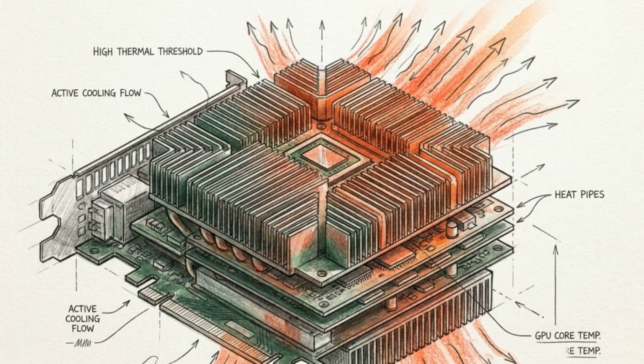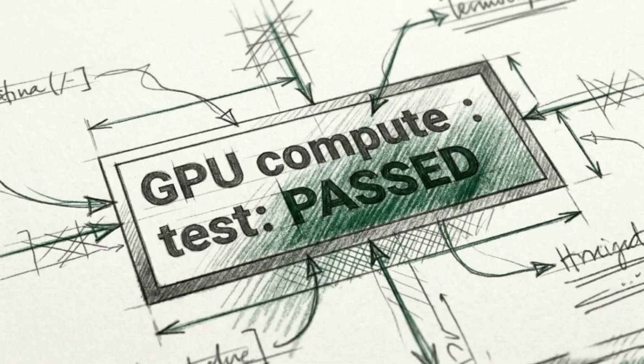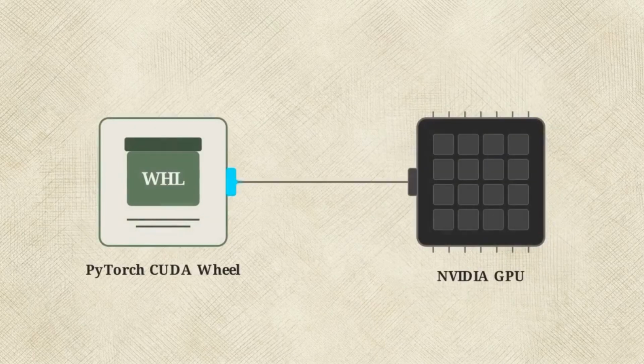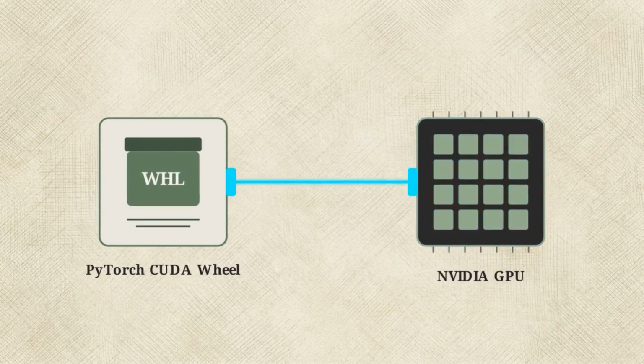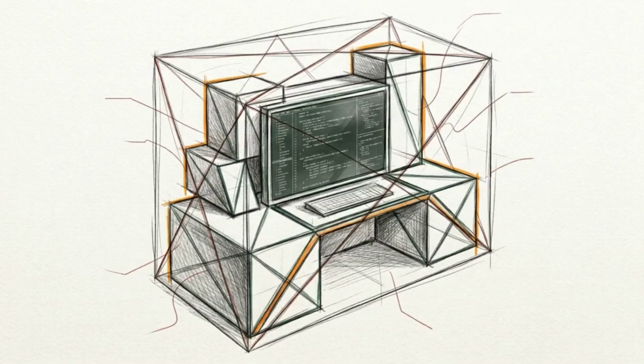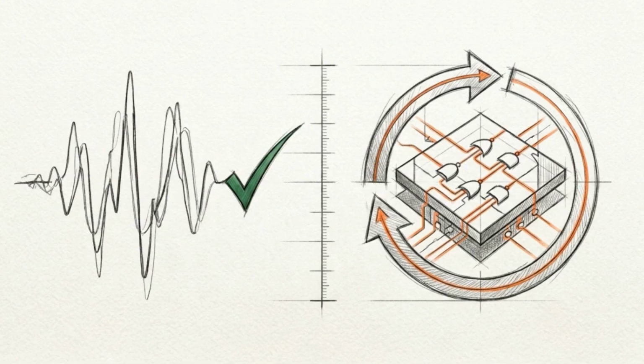Forcing the hardware to execute raw math is the only way to verify that your system is fully prepared to ingest massive AI workloads. Seeing that final GPU compute test passed message in your terminal means the software to hardware bridge is fully operational. You now possess an isolated GPU environment ready for production and a diagnostic tool to verify system health anytime you update your drivers.